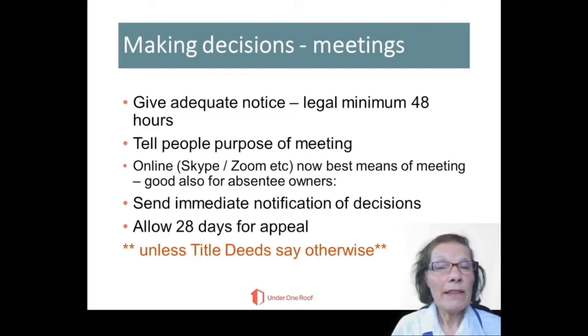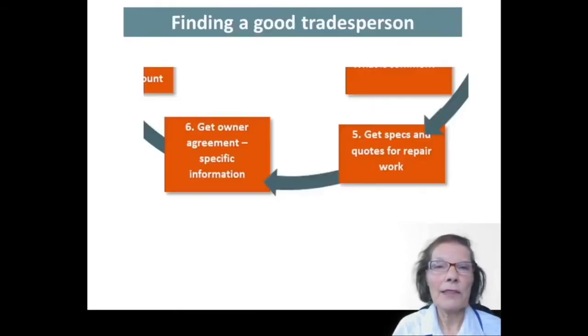Now, once you've made a decision, make sure everyone knows what decision you have made. So follow it up to everyone, whether they're at the meeting or not, just confirming what you've agreed. And you need to allow people 28 days to appeal. It doesn't happen that often, but you do need to make an allowance for that. So at this stage, you're actually going to go and start finding a contractor.